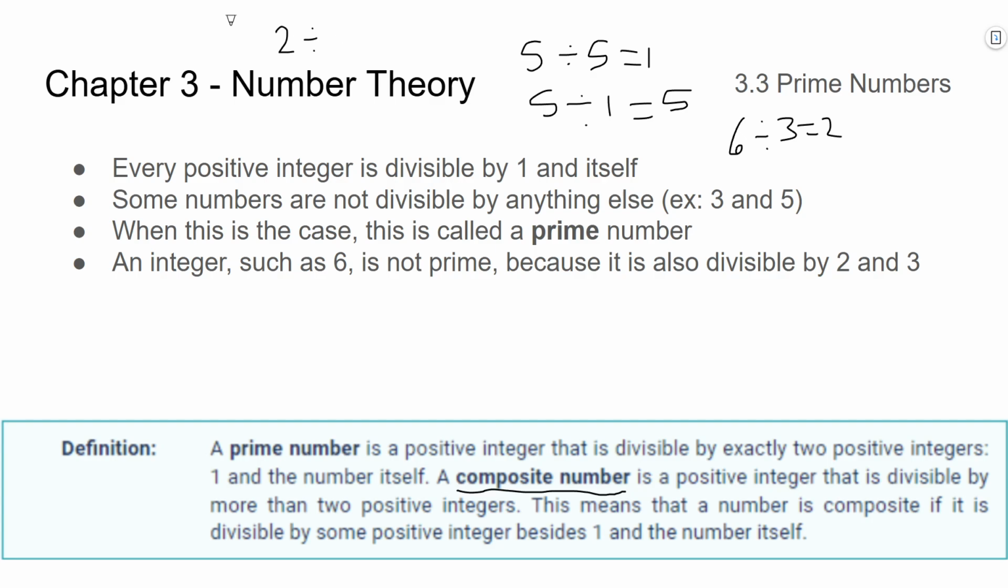2 is also the only even prime number because 4 is divisible by 2, 6 is divisible by 2, 8 is divisible by 2. Every even number will always be divisible by 2, right? That's the divisibility test for 2: if it's an even number, you know it's divisible by 2, or a multiple of 2, however you want to phrase that. All right, so again, a prime number is a positive integer that is divisible by exactly two positive integers, 1 and the number itself. A composite number is anything else, basically.